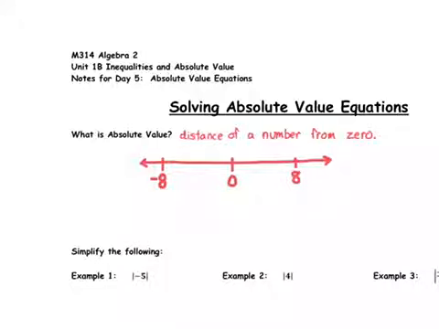Unit 1B, notes for day 5, we're going to be talking about absolute value equations. So just a quick word about what absolute value means. If you look at this number line and the definition we're working with here, it says the distance of a number from 0 is the absolute value. So whether we're talking about positive 8 or negative 8, the distance on this number line from one to the other would be 8. It's 8 units no matter what, whether it's positive or negative.